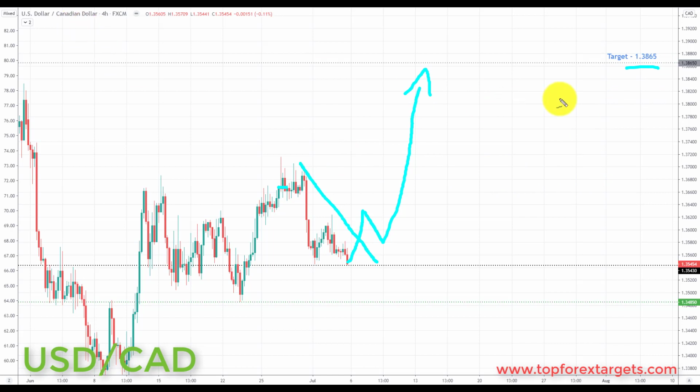Now, very similar to US dollar Swiss franc, it may actually take a couple of weeks to get all the way up to the 1.3865 if we are going to come up to here. So if you want a more conservative target, you can always look for the highs and the lows. In this case, the 1.3720 would be a conservative target going in for next week.